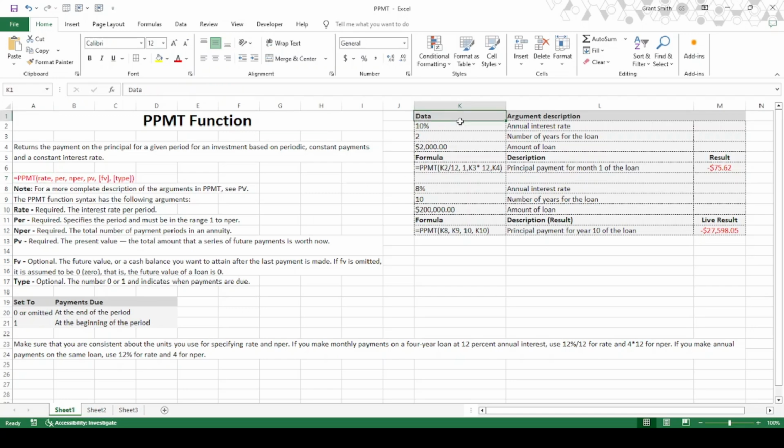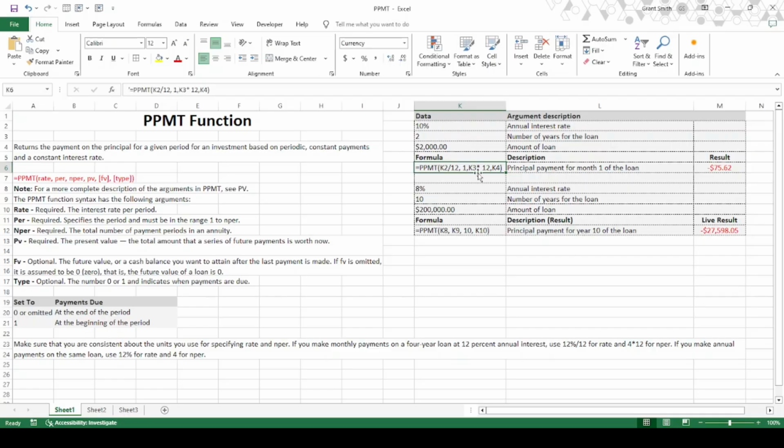So let's go through an example here. We've got some data, and two examples to walk through. The first one is an annual interest rate of 10%. The number of years on the loan is 2, and the loan amount is $2,000. But we want to figure out the monthly payment for this, right? So we're going to do K2 divided by 12, which will give us essentially the monthly interest rate.